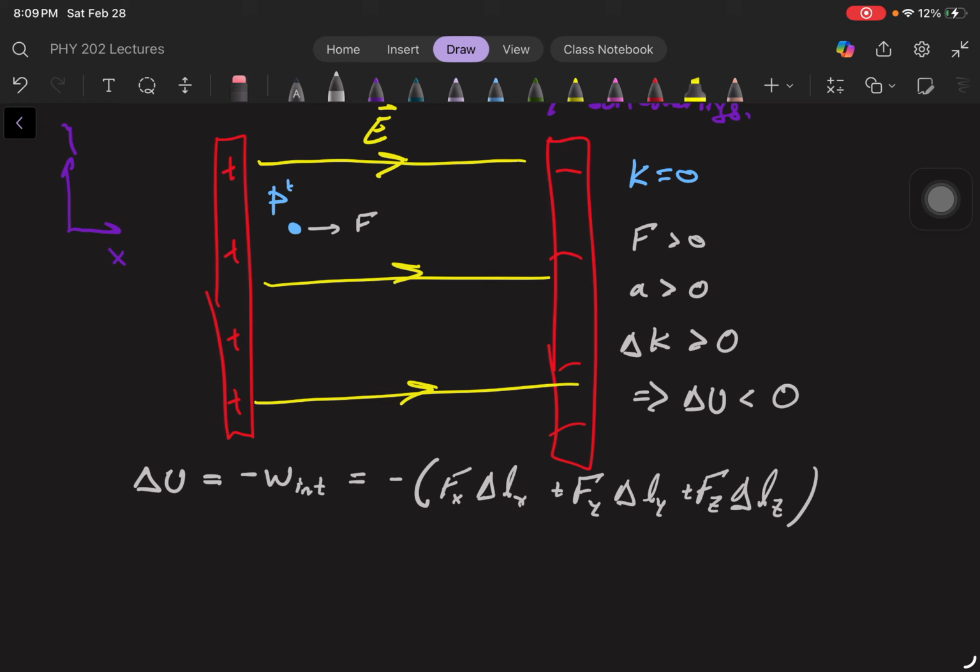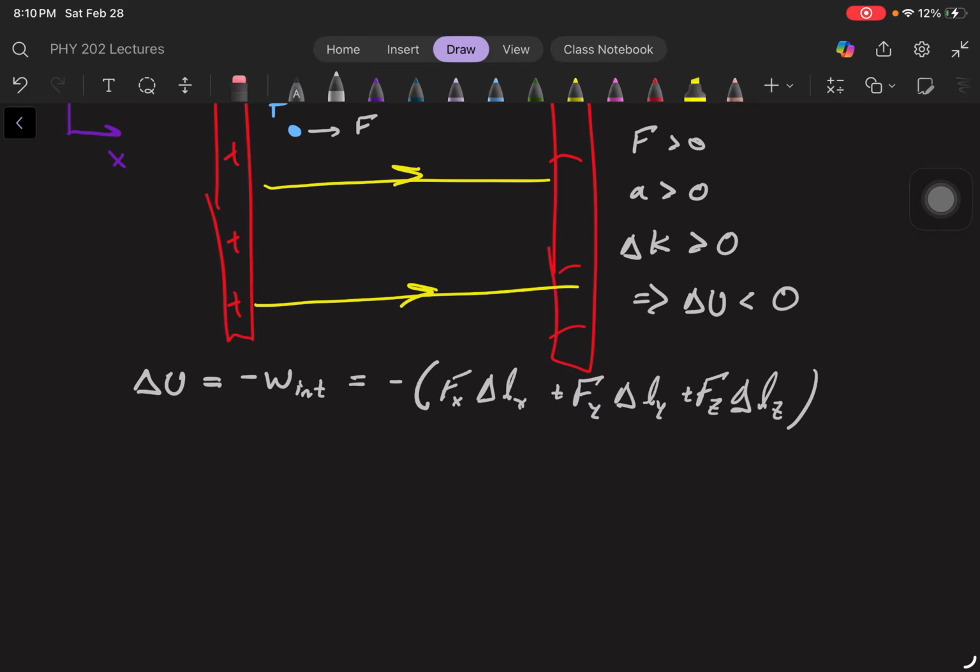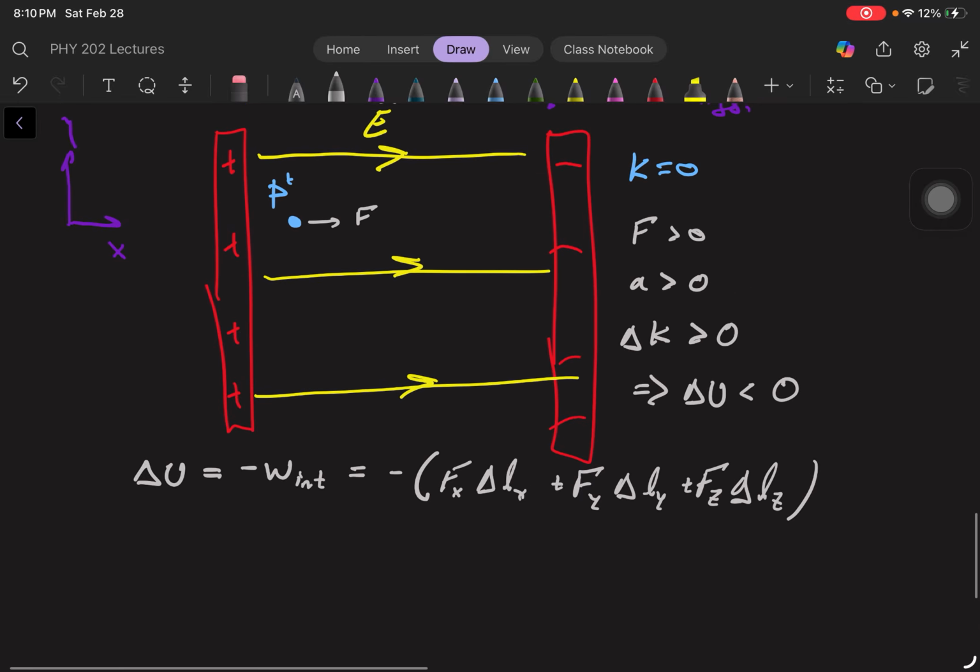Okay, and we have the negative here because we are traveling in a direction. Wait, why do we have a negative there real quick? Oh, just because it's the negative of the work, right? So we have the negative of the work, gives us delta U, and so we have a minus sign out there for that reason. Cool, thought I was going crazy for a second.